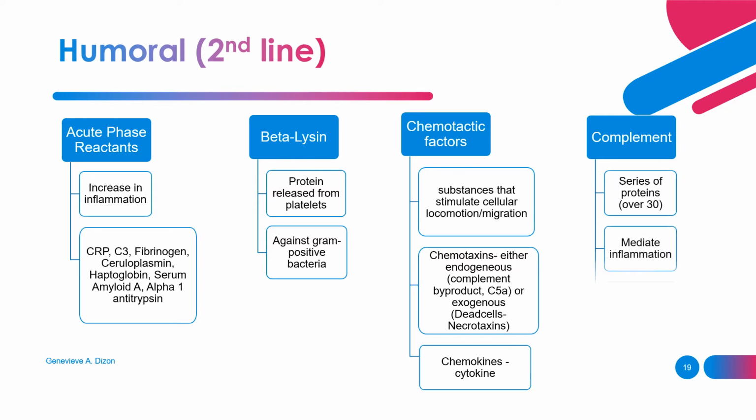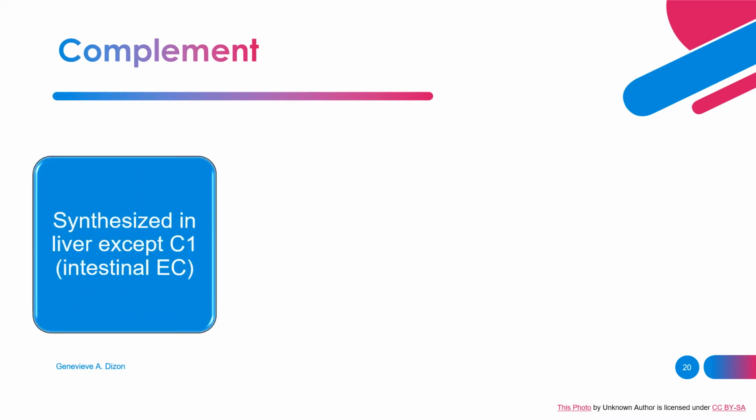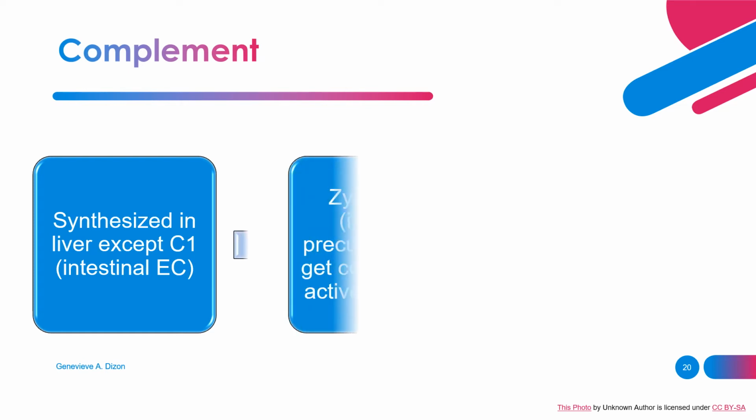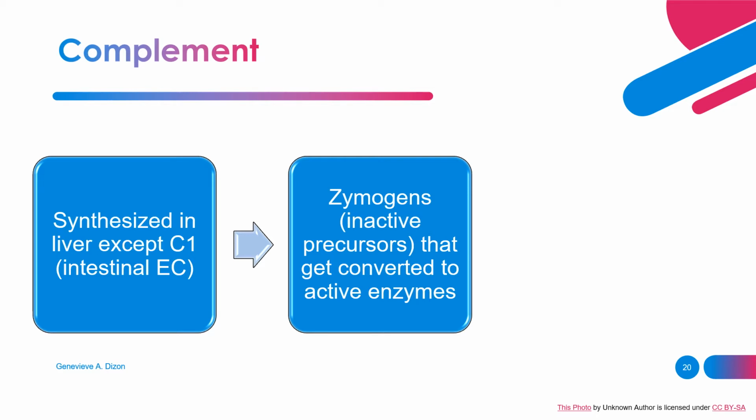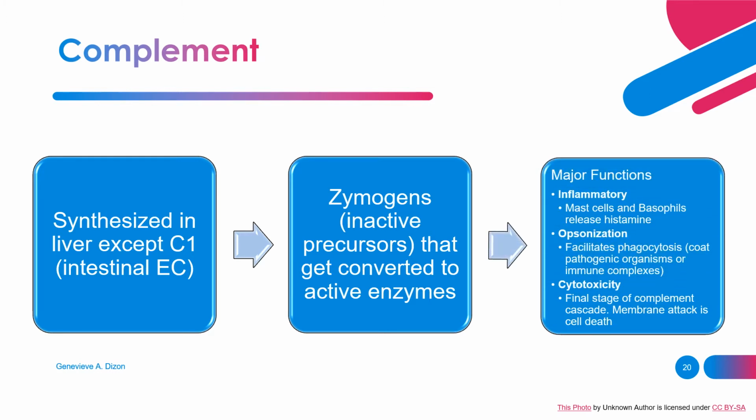The fourth one is the complement. The complement is a series of over 30 proteins whose main function is to mediate inflammation. Their mediation is to enhance the ability of antibodies and phagocytic cells to clear the microbes and damaged cells. They are able to attack the cell membrane of the pathogen, therefore causing its lysis. The complement series are synthesized in the liver, except for C1, which is produced by intestinal epithelial cells. The inactive precursors are called zymogens, and these zymogens will be converted into active enzymes. The major functions of complement are inflammatory, opsonization, and cytotoxicity.